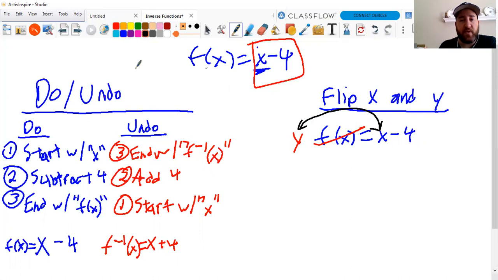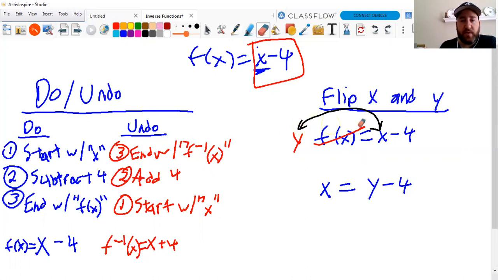Before I show that, at this point I'm going to leave a little gap, in case you want to do it the other way, and I'll show you that. So if you go ahead and do this, you flip y and x. Now I would have x over on the left side, y minus 4 on the right side.